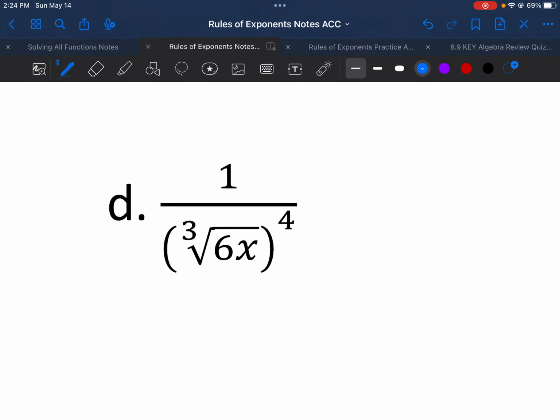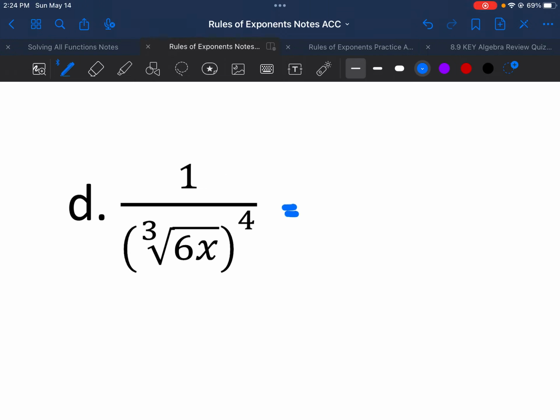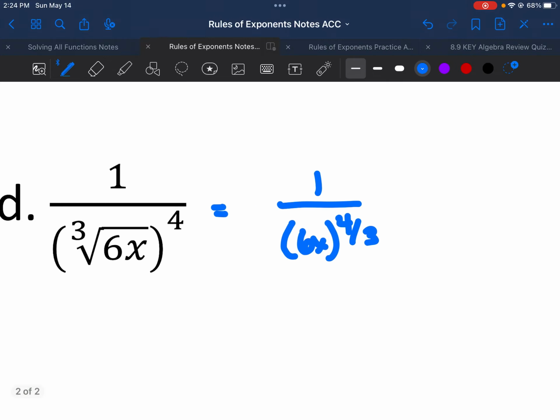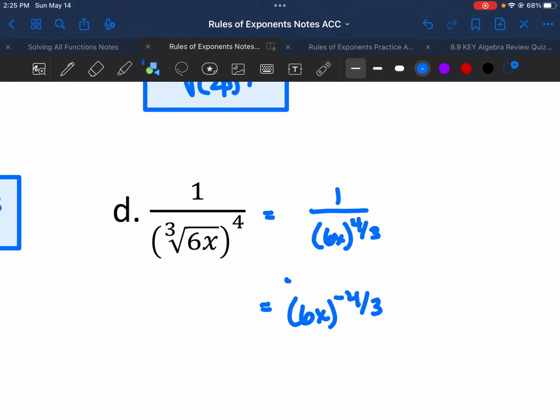Okay, and then part D, 1 over the cubed root of 6x all to the 4th power. All right, so cubed root, so this is going to be 1 over 6x, something over 3, and this whole thing is being raised to the 4th power. So 1 over, parentheses, 6x to the 4/3 power. This is a perfectly fine answer. You could also say, because you have this 4/3 power in the denominator, this could also be 6x to the negative 4/3 power. That's a perfectly acceptable answer as well. So I'll box that one.